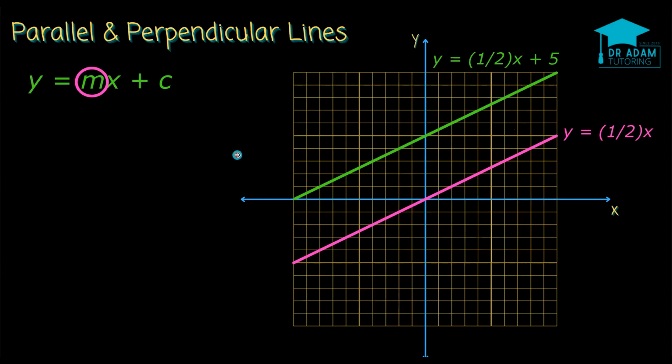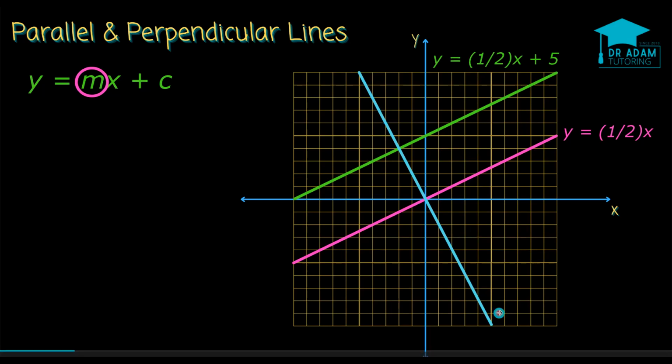Now, let's consider a new line that is perpendicular to these 2 lines here. Again, we want to think about how the gradient of a perpendicular line relates to the gradient of its perpendicular counterpart. So for this example, we want to know how the gradients of our green and pink lines, which is 1/2, will relate to the gradient of a line that is perpendicular.